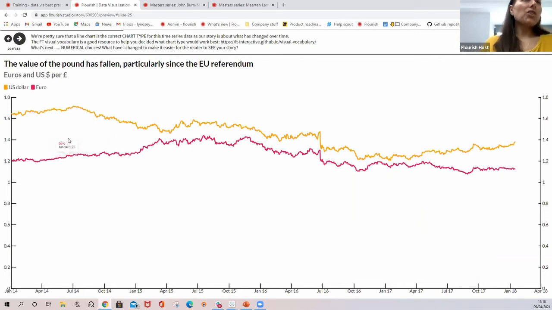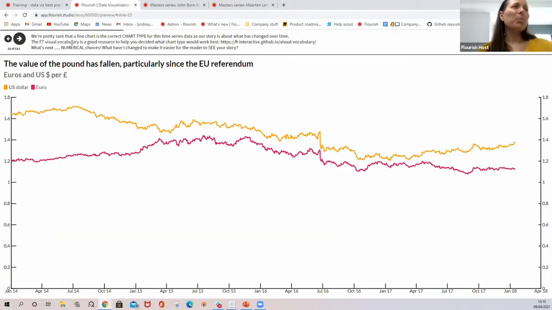Our next question is, is this the right chart type? It's pretty standard. It's a time series. We're trying to show something over time, and so we're pretty sure that we've got the right chart type in a line chart.